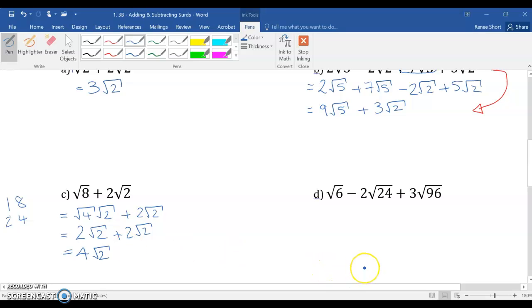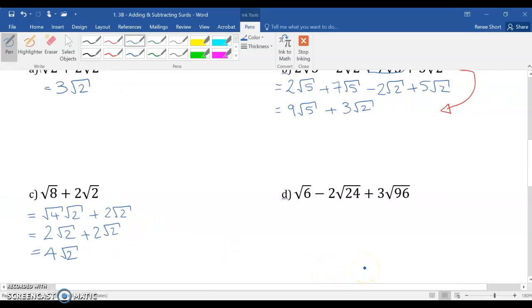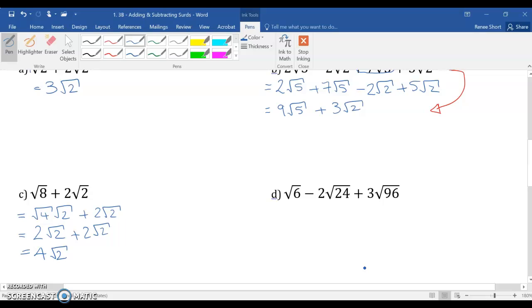D is more complex because I've got bigger numbers under my surd. So I've got root 6 minus 2 root 24 plus 3 root 96. But remember I said this might be a hint to us. So let's look at 24 and 96 as multiples of 6, okay? To start with, I'm just going to leave root 6 here. I've got minus root 2.